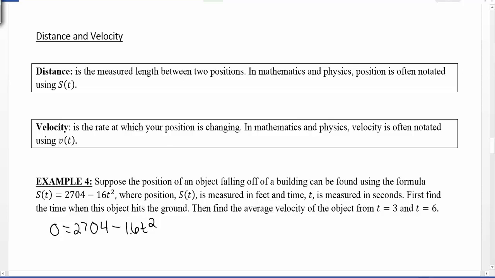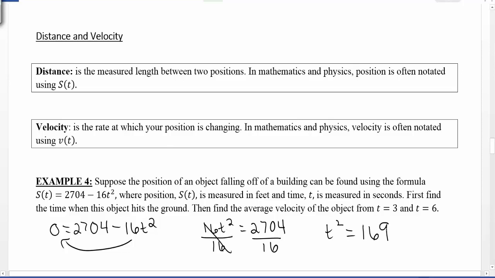By setting this equal to 0, this turns the first part into an algebra problem. We can bring the 16t squared over to the left, and we get 16t squared equals 2704. We can divide both sides by 16. On the left it'll cancel, and on the right we'll be left with 169. If we take the square root of both sides, we get t equals plus or minus 13.